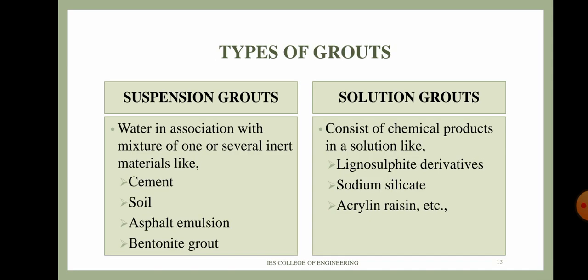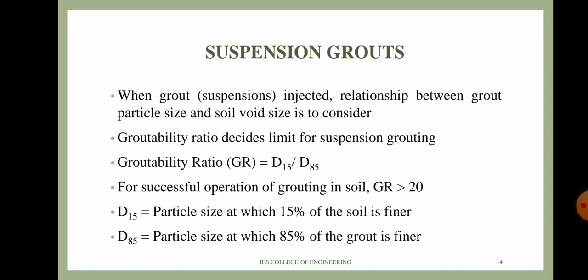Grouting materials may be grouped under two basic conditions, that is suspension grouts and solution grouts. In suspension grouts, water in association with a mixture of one or several inert materials like cement, soil, asphalt emulsion, bentonite forms suspension grouts, while solution grout consists of chemical products like ligno sulphite derivatives, sodium silicate, acrylic resin, etc. in the solution.